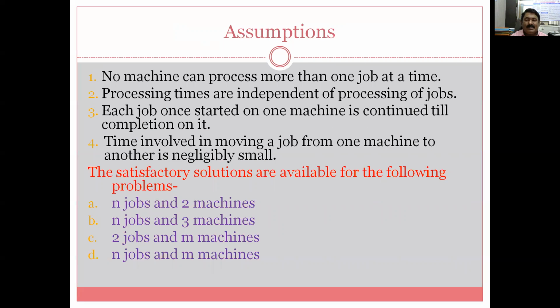Okay, there are some assumptions, so we will discuss. Here, no machine can process more than one job at a time. One job is loaded on one machine at one time. Processing times are independent of the sequence of jobs. So there are different jobs processed on different workstations from one batch, or many different varieties of jobs will be processed on different workstations. The processing times are independent of all these things.